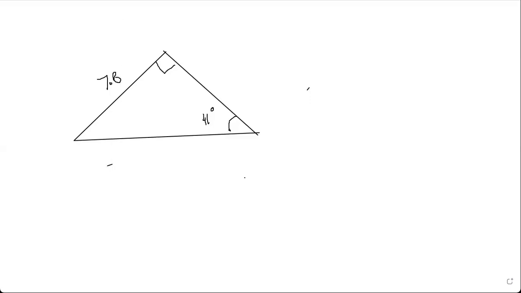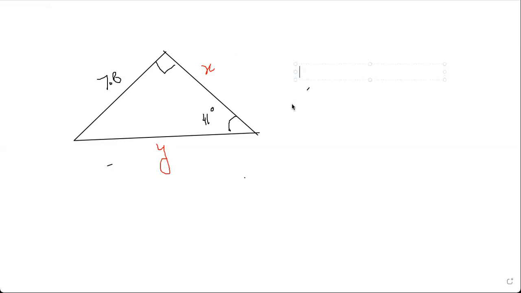Now let me show you. They are asking you to find this side, x, and this side, which is y. You can check if you can apply Pythagoras theorem. You cannot apply Pythagoras theorem here. It means you have to go for trigonometric ratio.